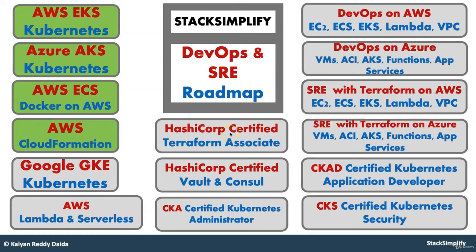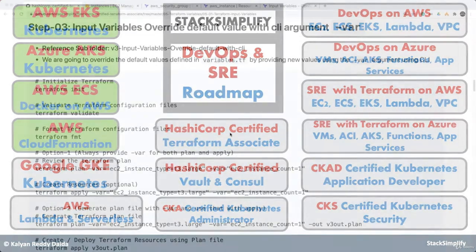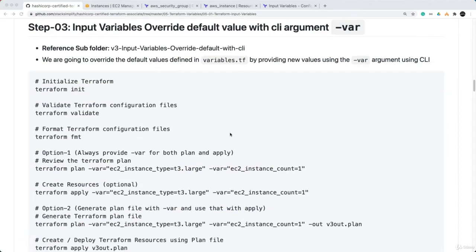Welcome back. In this step, we are going to learn about input variables, overriding the default values you define in variables.tf with a CLI argument, -var. So whenever you run terraform plan and then terraform apply with -var, you are going to override whatever is present in the default values. So we are going into v3, input variables override default with CLI.